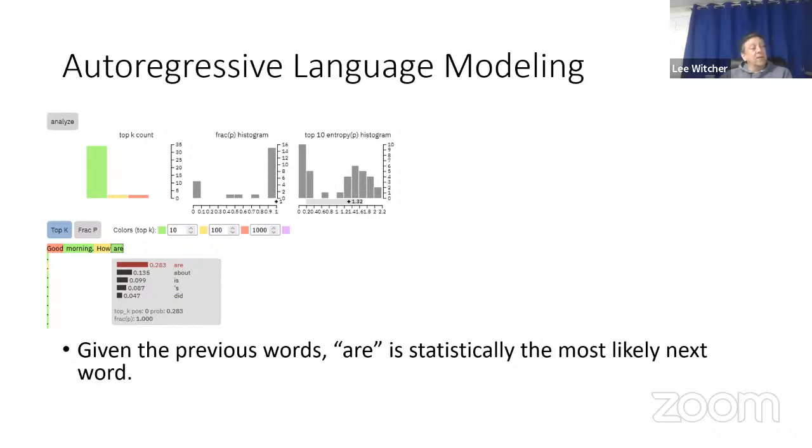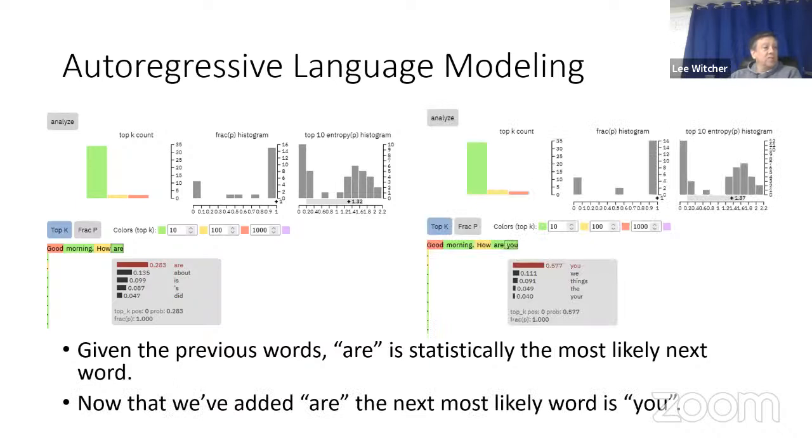So given that we've written good morning, how are, you becomes the next most likely term. And that's in green, and you can see the probability in this particular model is 0.577, but it could be how are we, how are things, how are your, because it could be asking about how are your kids, how's the family, how are things going, how are things at work, whatever. So it just keeps doing this recursively until it outputs the text that we see.